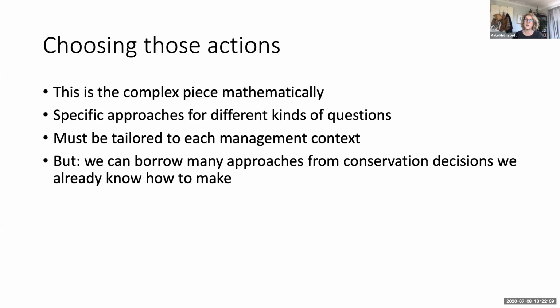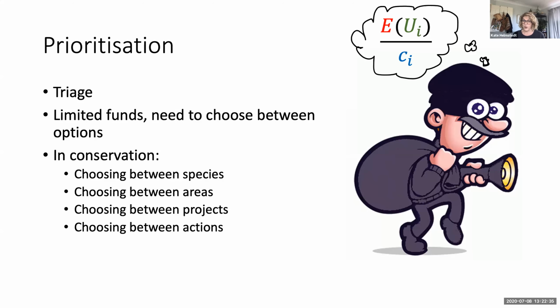But the good thing is that we can borrow from many approaches from conservation decisions that we already know how to make. This is a field that, although young, has been around for a while and relies on many, many decades of mathematics in operations research and decision science. And so what we can do is pivot a lot of the things that we know how to do well into this more complex Antarctic space. One of the things that we know how to do well, and I'll talk a little bit more about today, is the idea of prioritization. And in biodiversity conservation contexts, you may have heard of this being called triage.